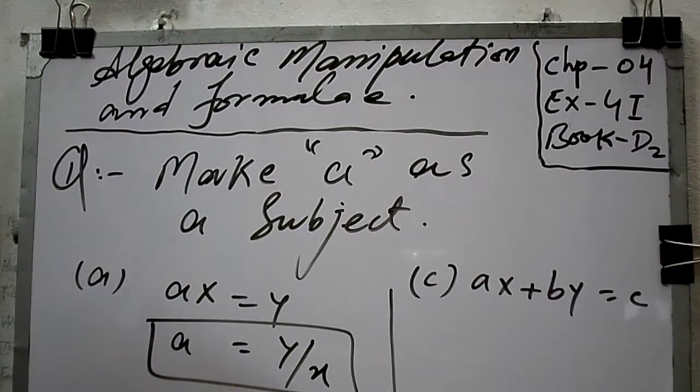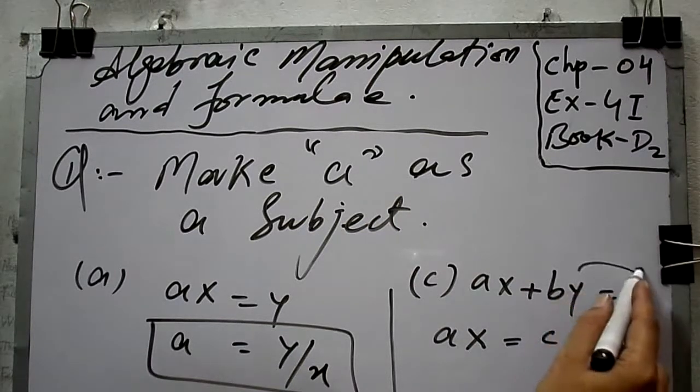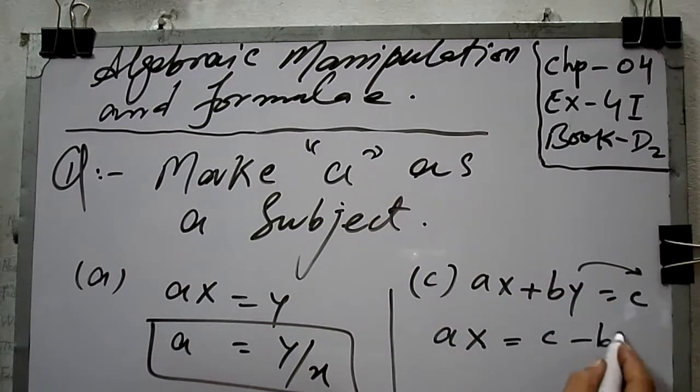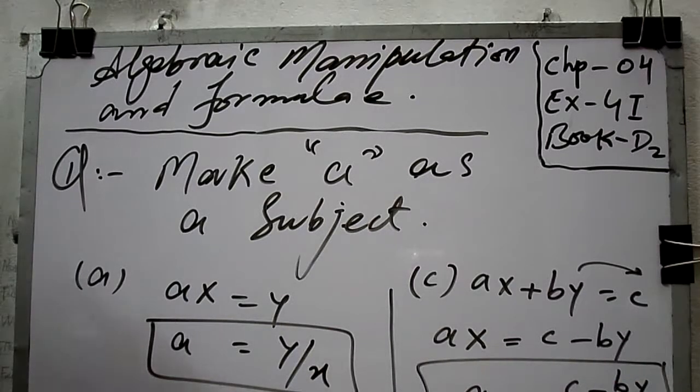Similarly, in question number 2 B part, the value of A is Q divided by P minus 4. Similarly, in C part, you have to shift it, so minus by. So you need the value of A, so the value of A is C minus by divided by x. So that is your A as a subject.